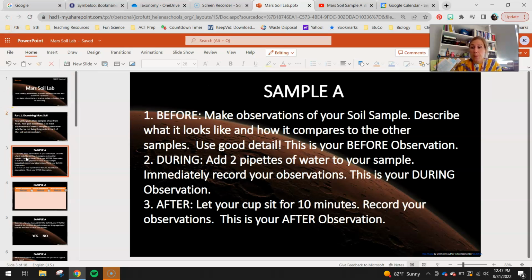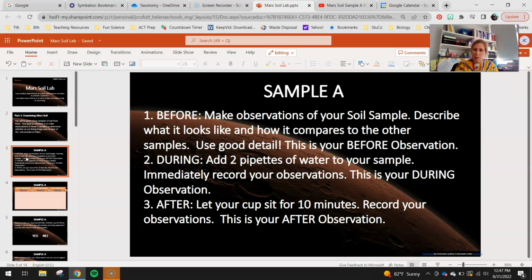So you will have 3 samples, sample A, B, and C, and you will test all 3 of them. You will take a look at what they look like before you test them, as you test them, and then 10 minutes after you test them. You will do observations on those and use those observations to tell me, all right, I think there is or is not living organisms in each of these samples A, B, and C.